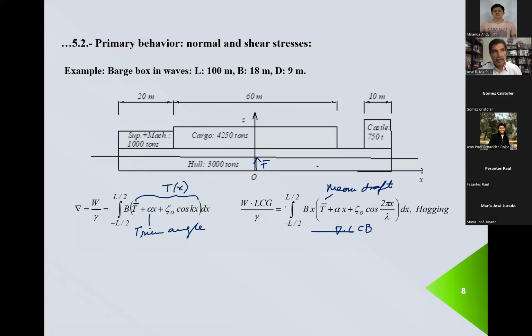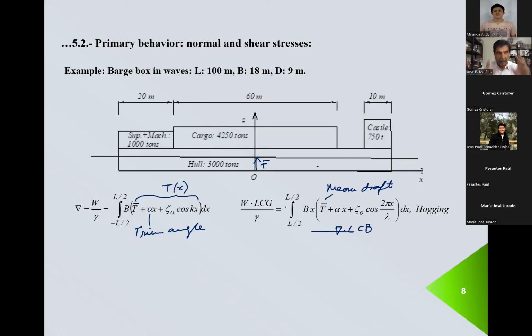Now, this is the case for a box barge. If you had a ship, in that case, what you have to do is iterate, because the integration cannot be developed analytically, because the beam or the sectional area changes along the length of the ship and also with the draft. So what you have to do is assume values for T and alpha.